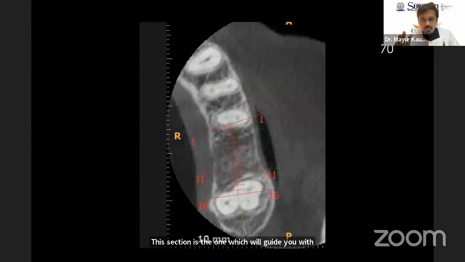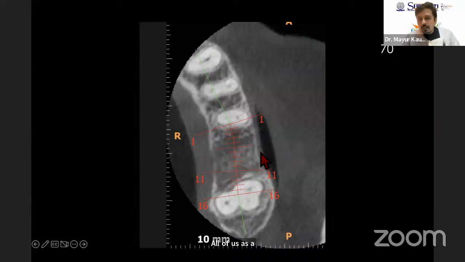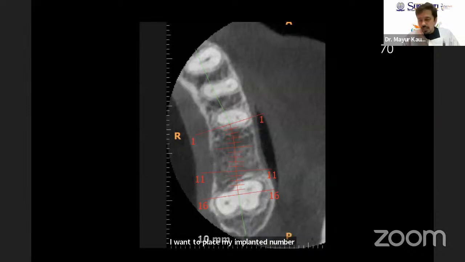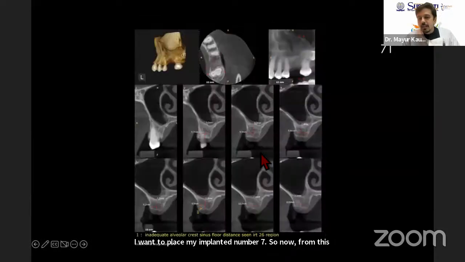And again, it is pretty easy. All of us can appreciate this empty space. All of us, as a layman, can say that I need to place my implant in the center of this empty space. So let's say 1 to 12 or 14. The center would be roughly 7. I want to place my implant at number 7. So now from this transverse section, I have decided that I want to examine number 7 slide in all these slides which have been given.